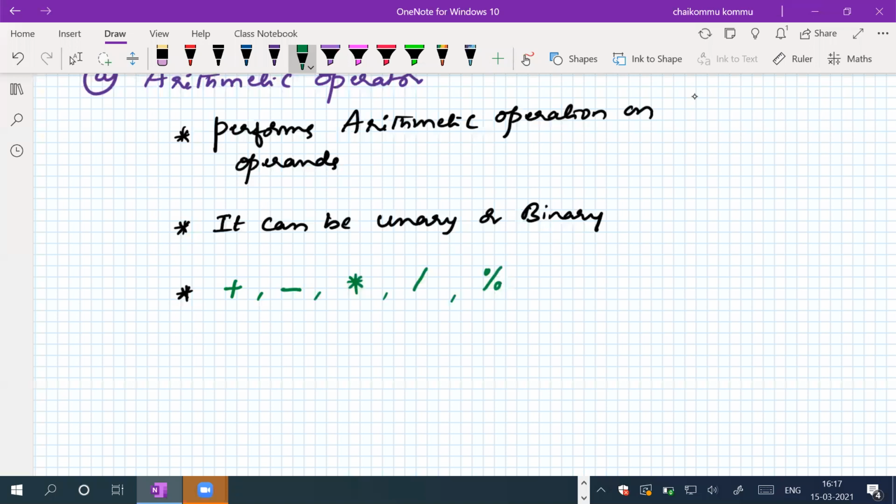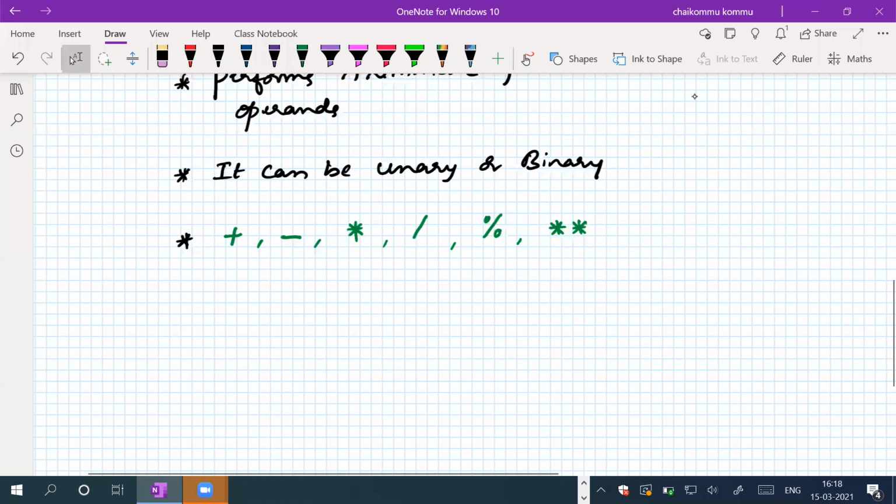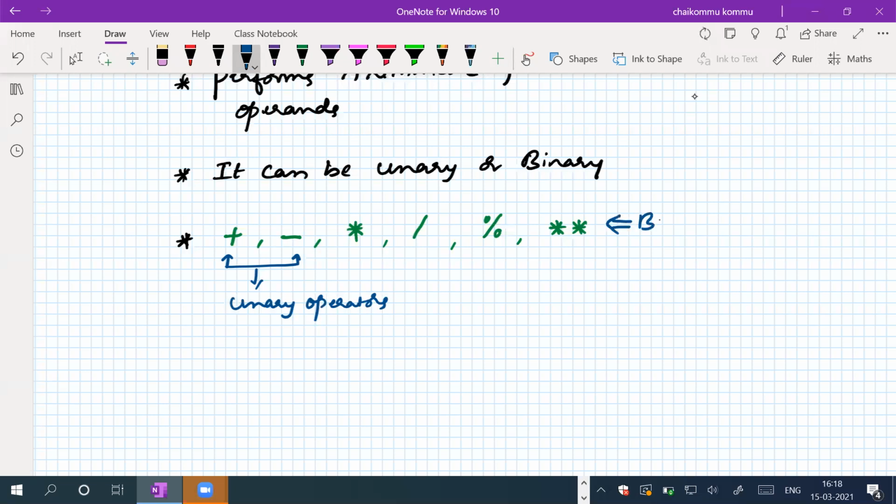Power means two multiplication symbols that we have to use. Okay, so these two, the addition and subtraction symbols, are also used for unary operation. Unary operators also work. Normally these are all binary operators, but among all these, plus and minus are also used for unary operation.